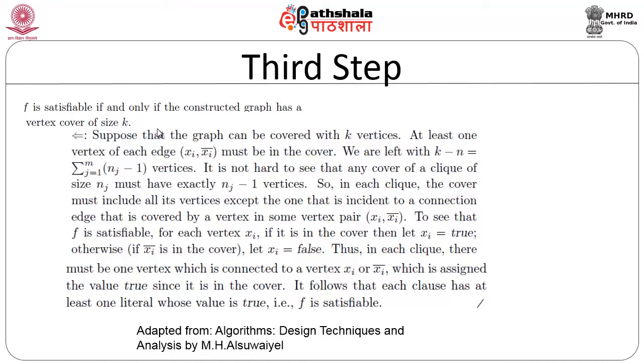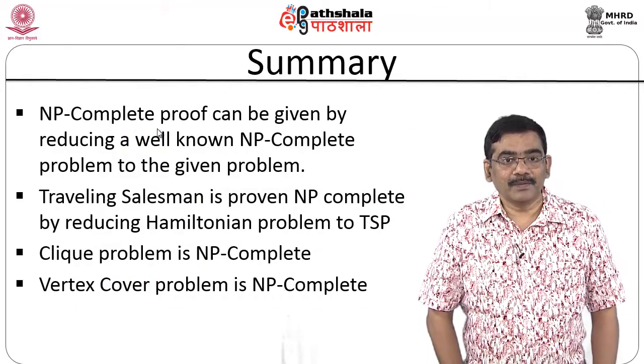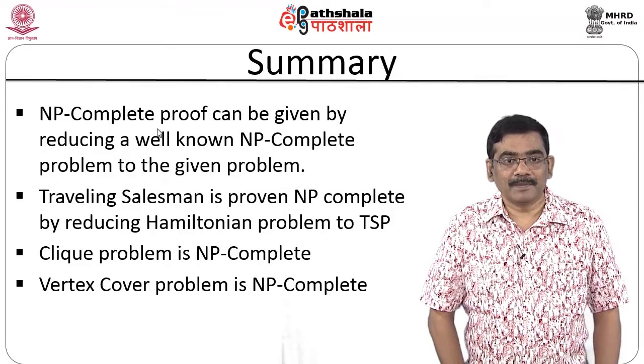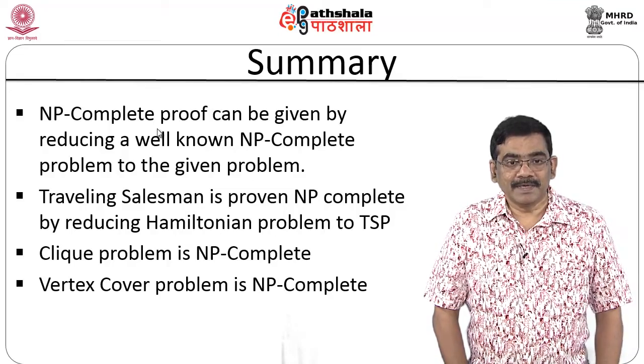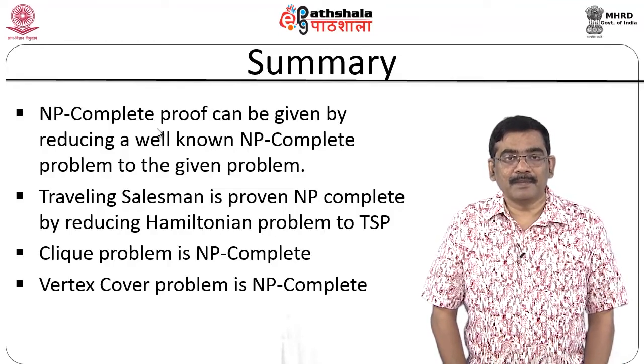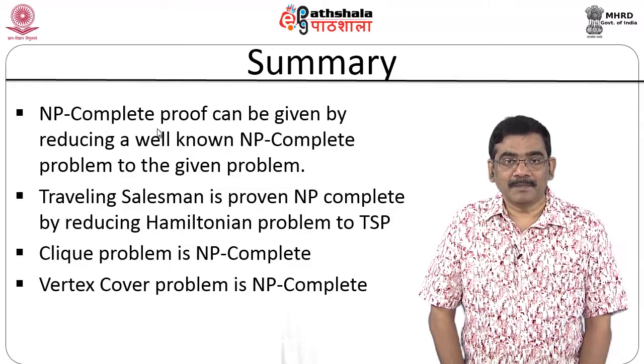In short, we can come to the conclusion that by arguing like this, we can give the NP complete proof of all these problems. In summary, we can give the NP complete proof by reducing a well known NP complete problem to the given problem. We have given a proof that TSP is an NP complete problem, the clique problem is NP complete, and vertex cover is NP complete, by reducing the well known formula satisfiability problem to these problems.